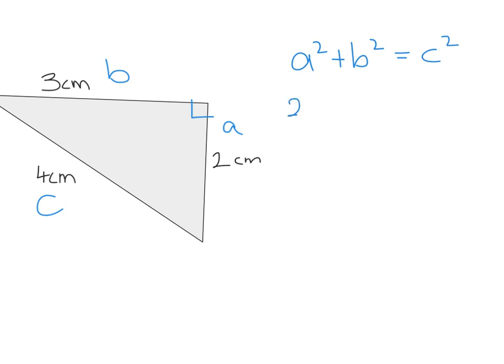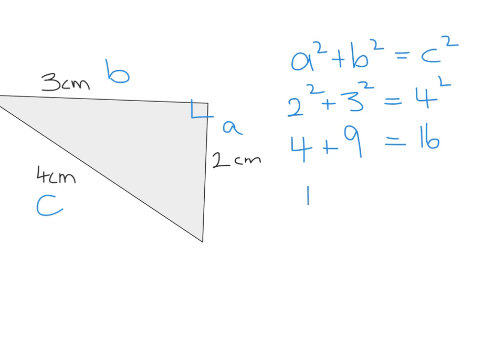A is 2, so 2 squared. B is 3, so 3 squared. And c is 4, 4 squared. 2 squared is 4, 3 squared is 9, and 4 squared is 16.